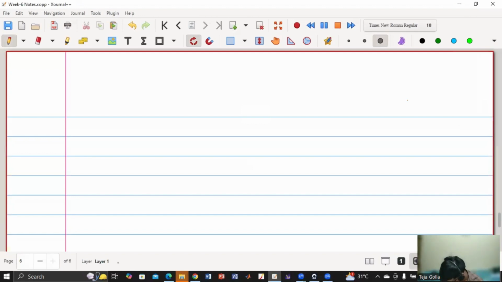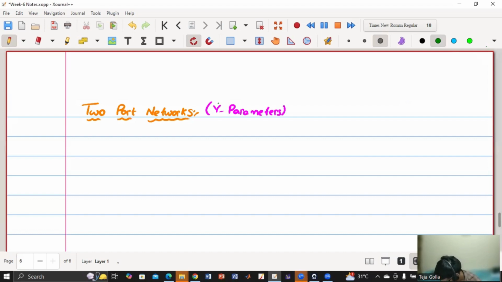So now we will be solving two-port networks. And today we'll be only discussing Y parameters. Y is like a conductance. Okay. So now let me consider one two-port network.